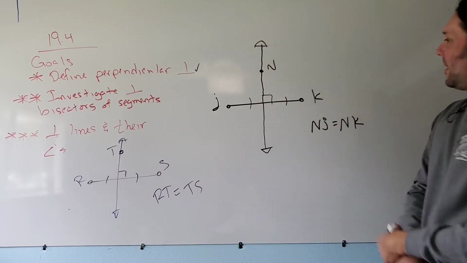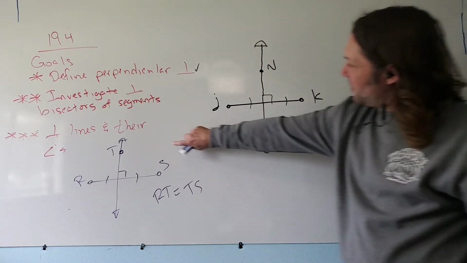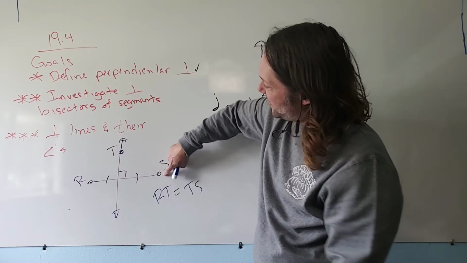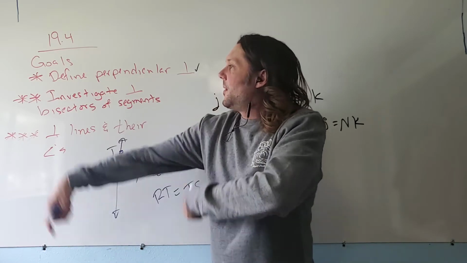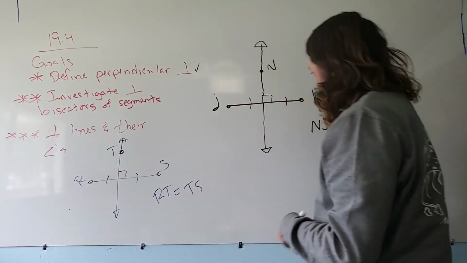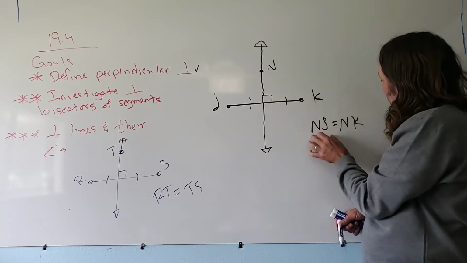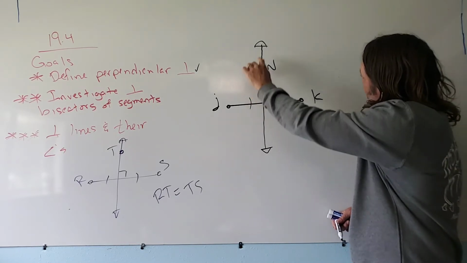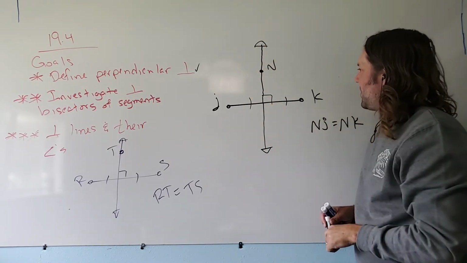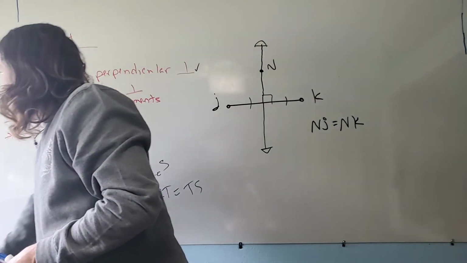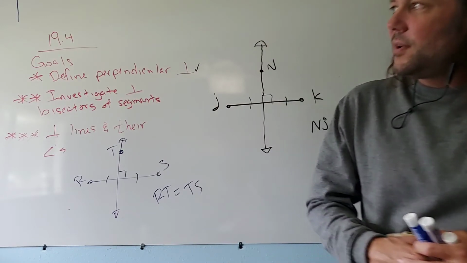So the first thing was the point was on the line that was a perpendicular bisector, and we realized that it's the same distance from the endpoints. The converse of that, the backward statement, is if we know that a point is the same distance from the endpoints, that point must be on the perpendicular bisector of a segment. So I'm going to write the rule down, and hopefully this helps us understand how to use it.